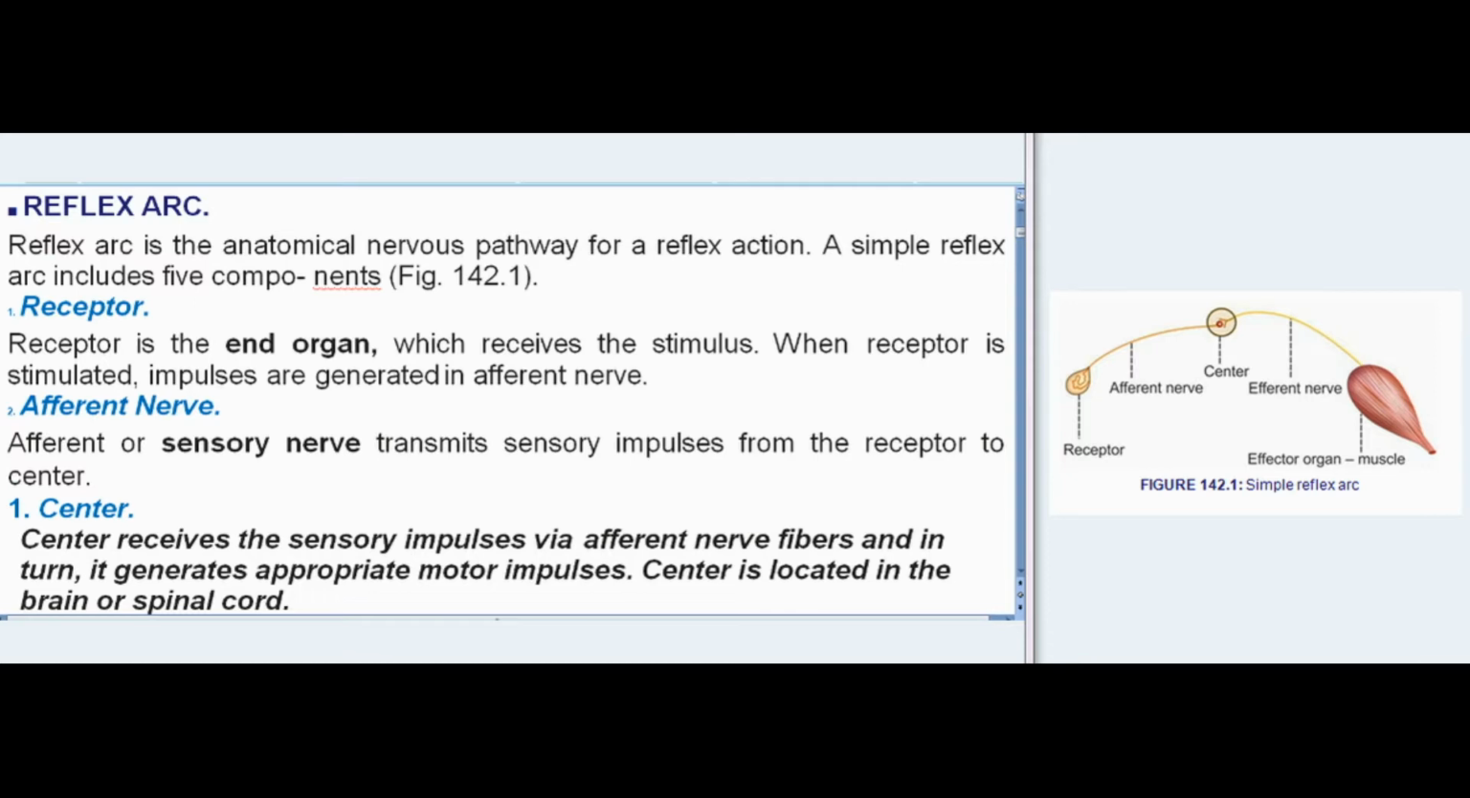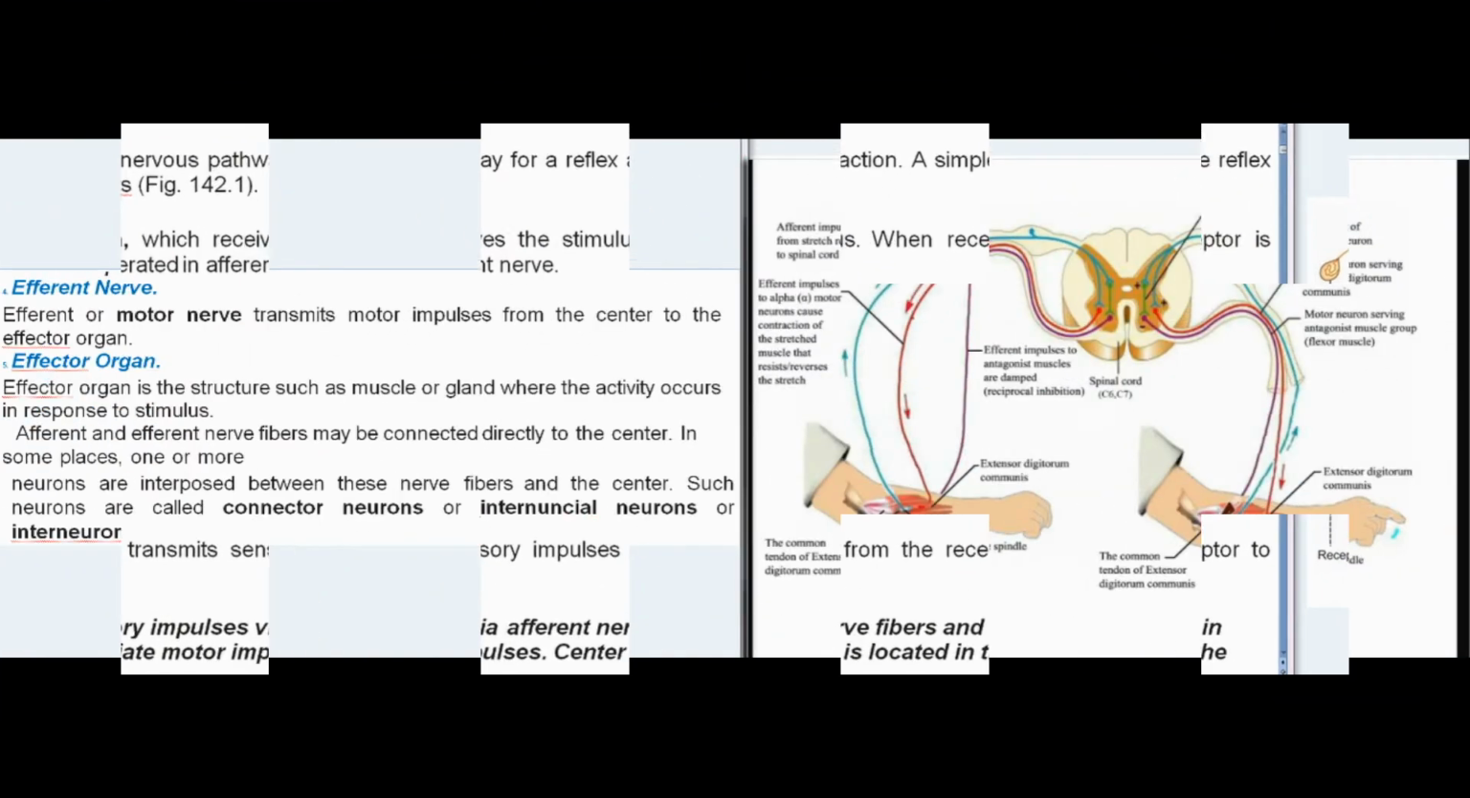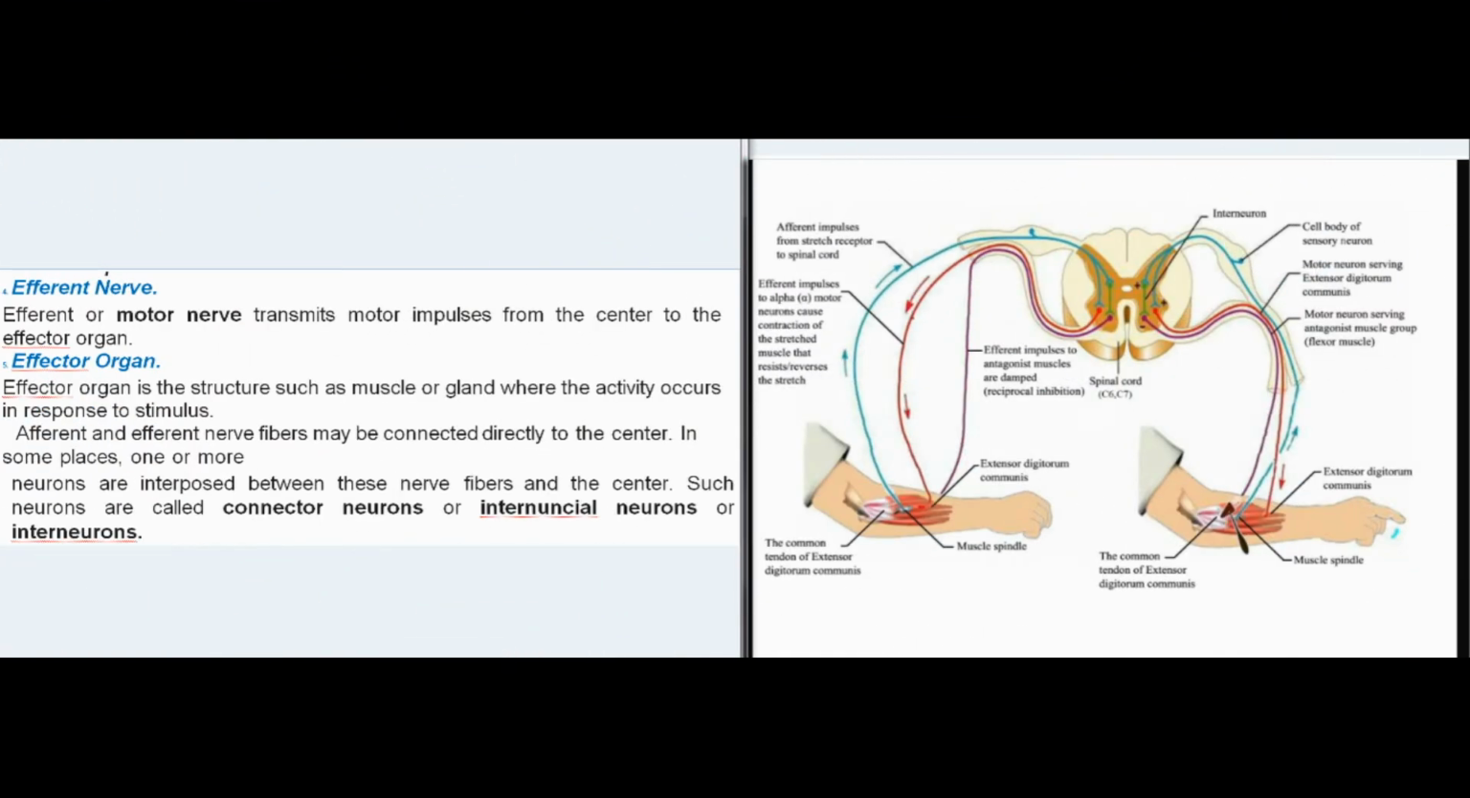Center. Center receives the sensory impulses via afferent nerve fibers and in turn, it generates appropriate motor impulses. Center is located in the brain or spinal cord. Efferent nerve. Efferent or motor nerve transmits motor impulses from the center to the effector organ. Effector organ. Effector organ is the structure such as muscle or gland where the activity occurs in response to stimulus.